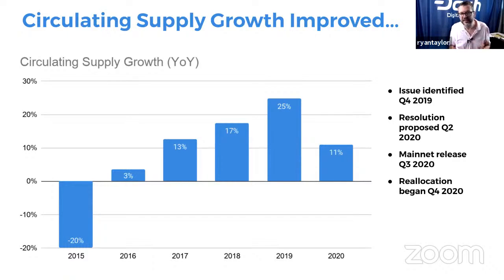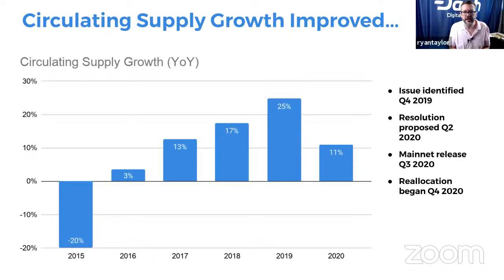We implemented it in our latest major core release, and that went to the network, was released to the network in September. It was fully adopted by the network and activated. The change was activated in early November, and the first reallocation took place after the super block at the end of November. And you can see here that our circulating supply growth dramatically changed in 2020.